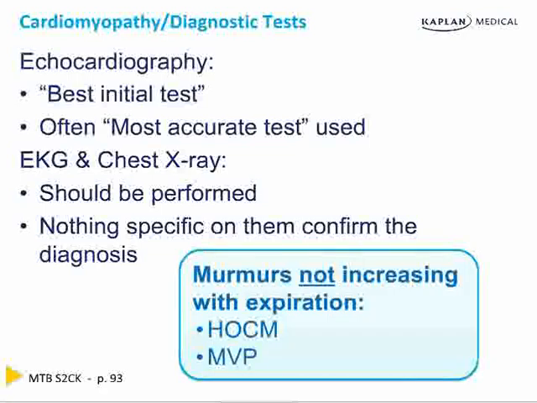You're going to look for murmurs that are not increasing with expiration, such as HOCM or mitral valve prolapse as well.